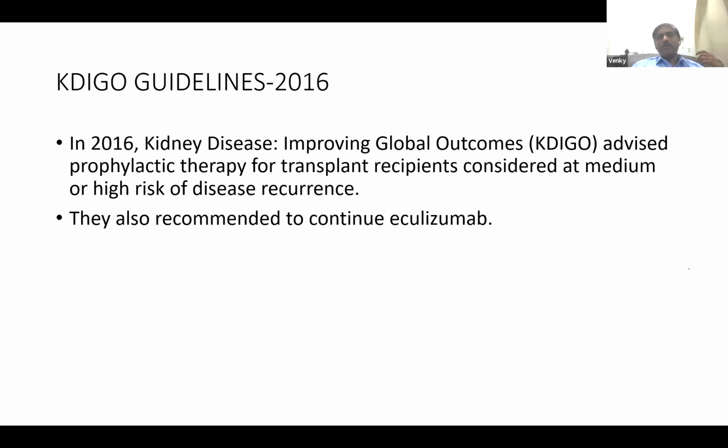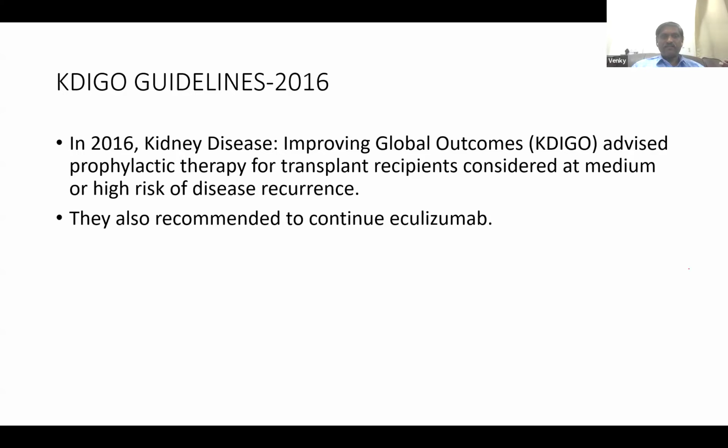The second question is, when to give eculizumab, and how long to give eculizumab? The KDIGO guidelines in 2016 advise giving prophylactic eculizumab therapy for transplant patients who are considered medium to high risk. As we have seen, for any patient with atypical HUS to get a transplant, first we have to risk stratify them, whether they belong to medium, high, or low risk. For medium to high risk patients, they advise the prophylactic therapy. They also recommend continuing eculizumab. This is what they say.